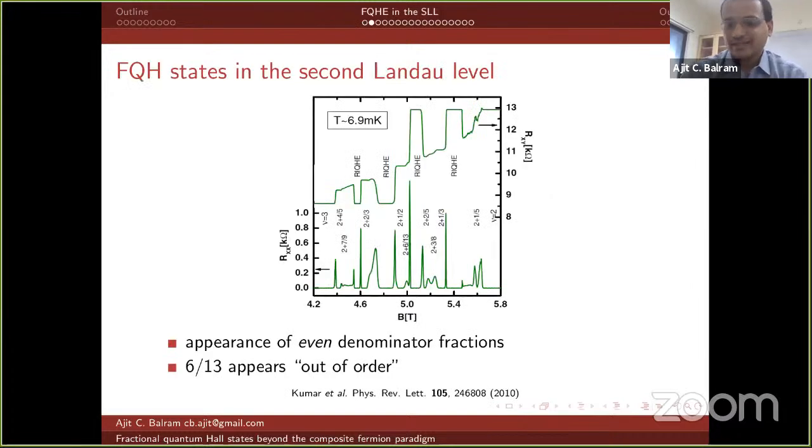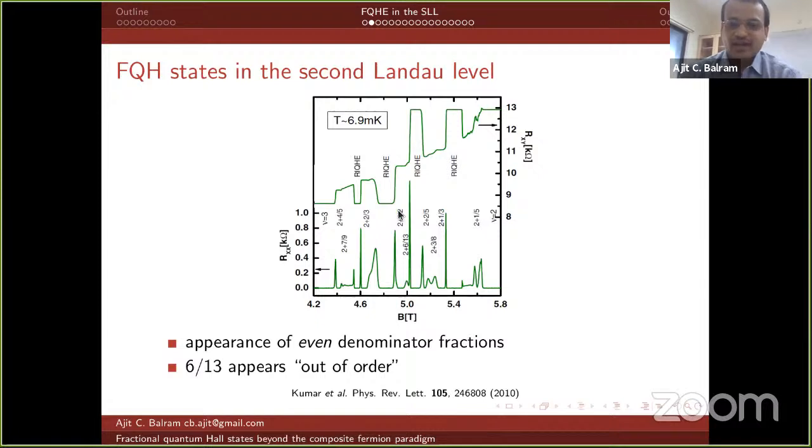Okay, so what are the fractions that one sees in the second Landau level first? Something dramatic happens in the second Landau level. The first important thing is that you start seeing some even denominator states. For example, there's a very famous state at filling factor 5/2. All the states in the second Landau level are labeled as 2 plus some nu, because you have the lowest Landau level of up and down spins completely filled. So you can just ignore this 2 and look at just the fractional part.